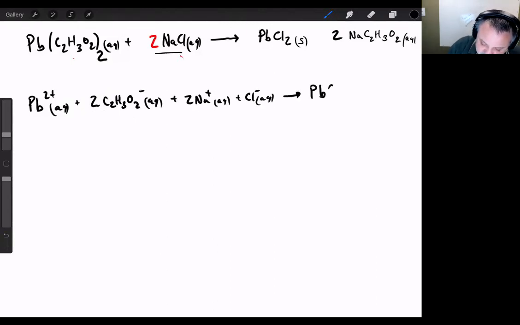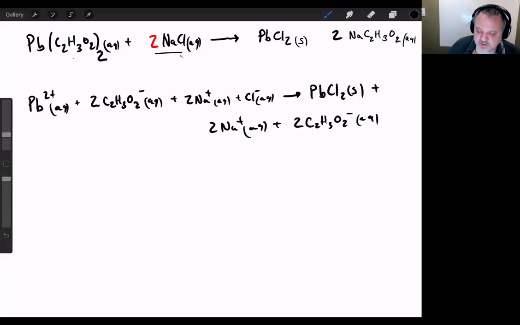This is a solid, so I'm going to leave it exactly as it is. Lead chloride, solid. And then I need to take some extra room here. 2 sodium ions, they're aqueous. And I have 2 acetate ions, and they're aqueous. There's my complete ionic equation.